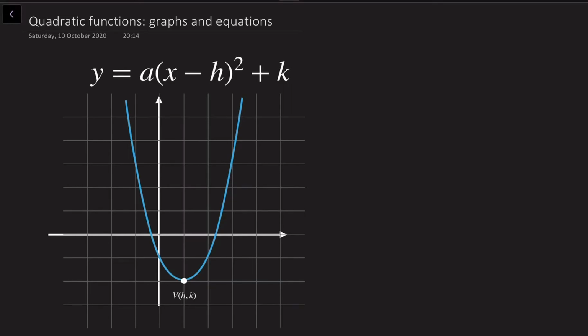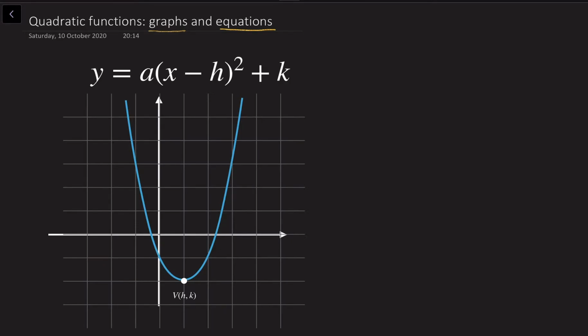In this video lecture, we are going to discuss the graphs and the equations of quadratic functions. We first are going to discuss how to sketch a graph of a quadratic function if we are given the equation. And later on, we're going to discuss if we are given the graph, how we can figure out the equation of a quadratic function.